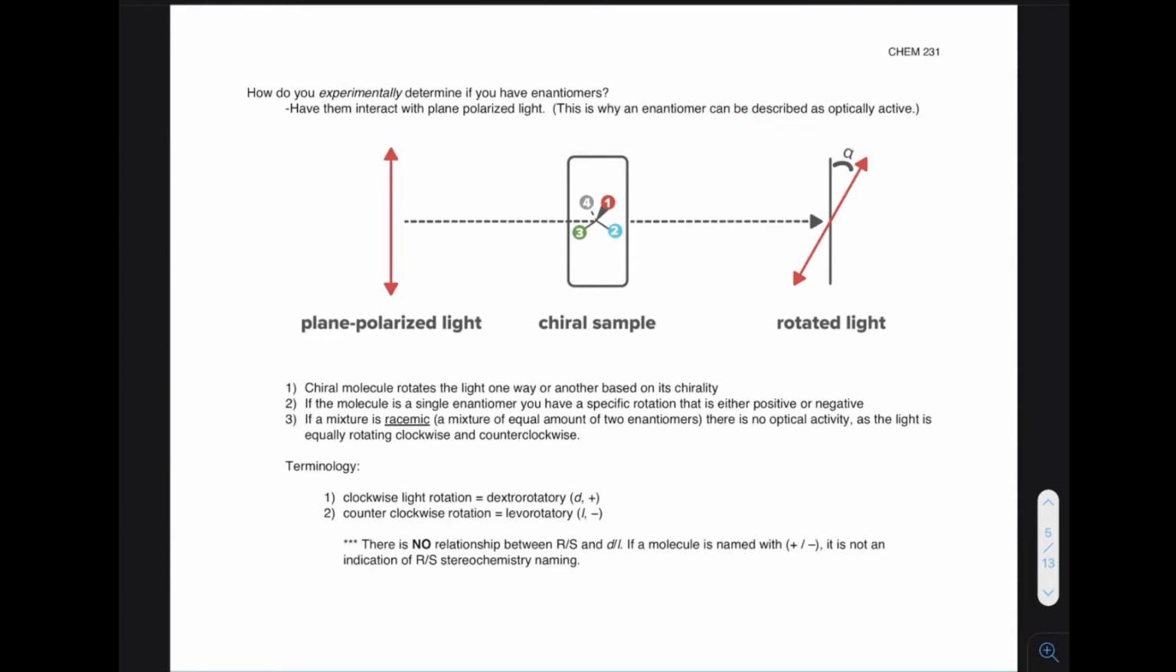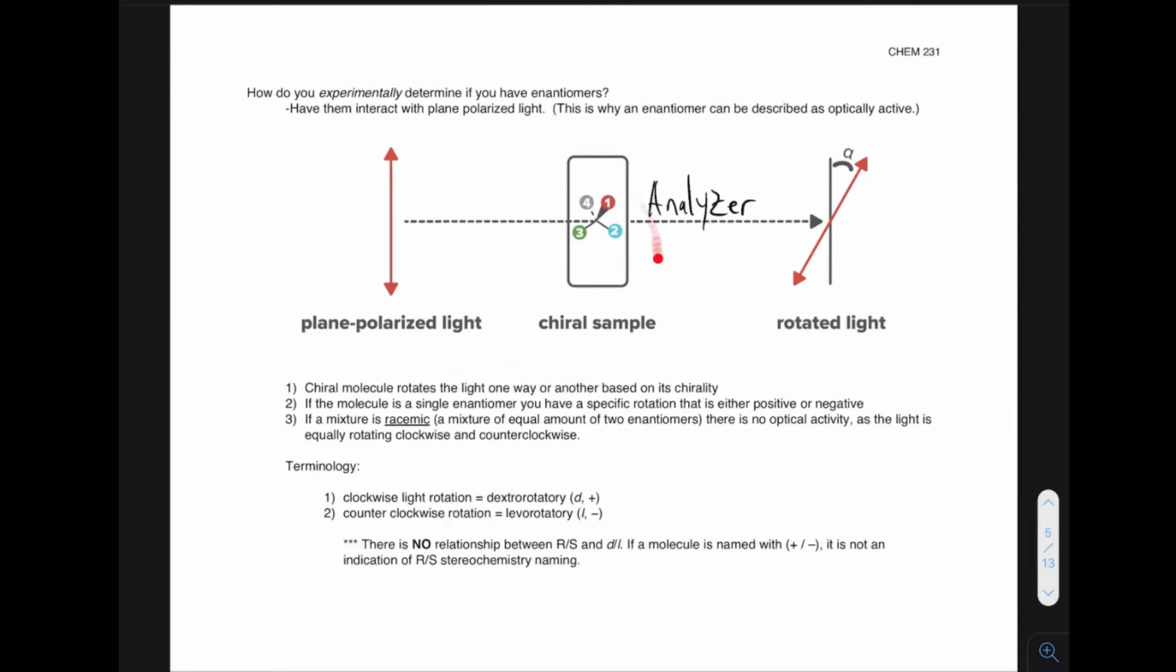And how this works is if we take plane polarized light, and by that I mean light of a singular wavelength, and transmit it through a sample with a chiral molecule, kind of like shown here, the analyzer at the end of the instrument can detect how the light has rotated. Because a chiral molecule will rotate light in a certain way. So chiral molecules can rotate light one way or the other based on their chirality.